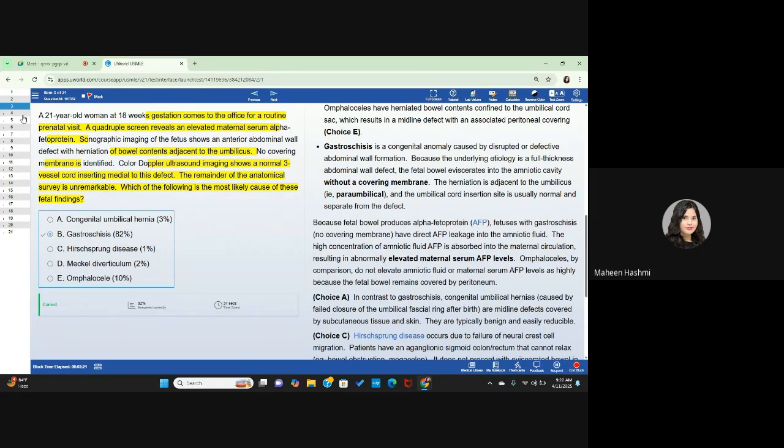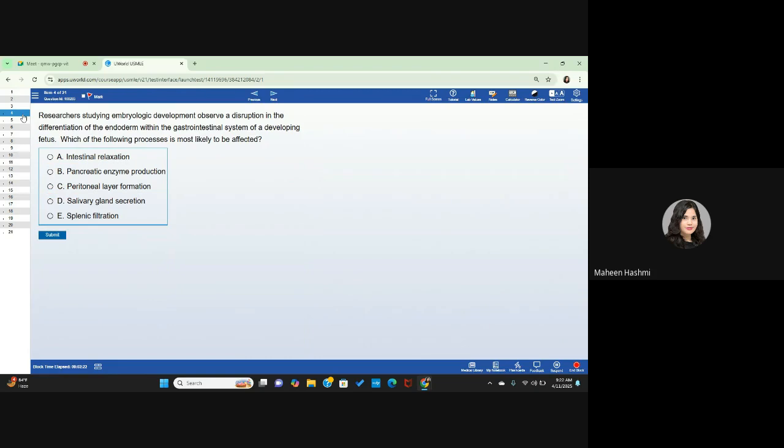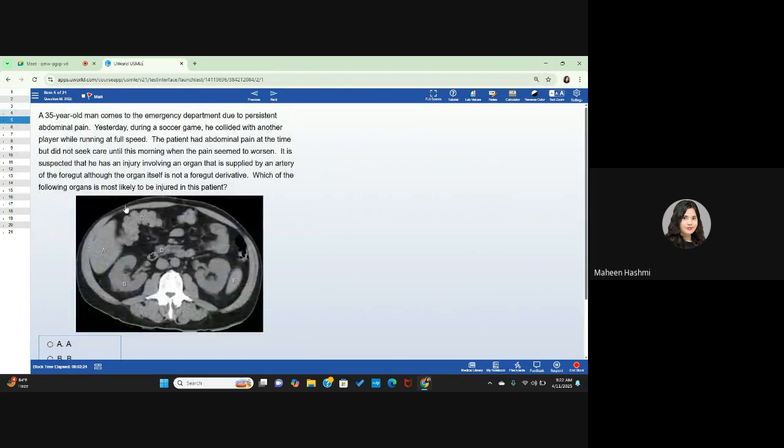All right, then we go to the next question. Very easy question, I'm skipping it. All right, so what's happening? The patient had abdominal pain at the time, but did not seek care until this morning when the pain seemed to worsen. It is suspected that he has an injury involving an organ that is supplied by an artery of the foregut, although the organ itself is not a foregut derivative. Which of the following is most likely injured?